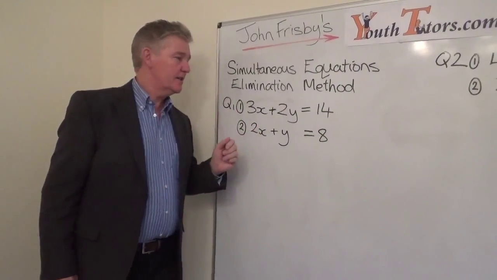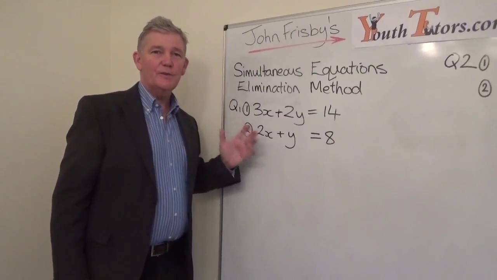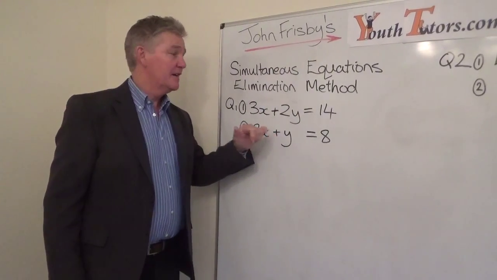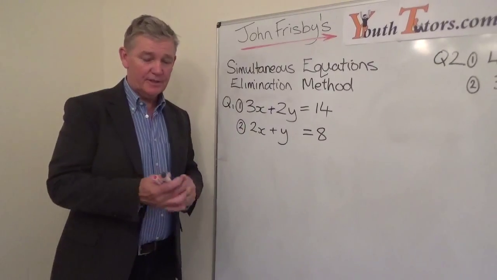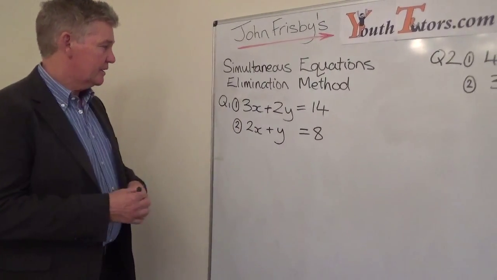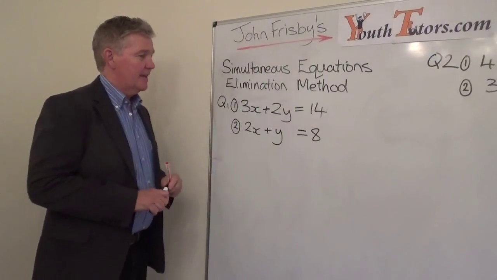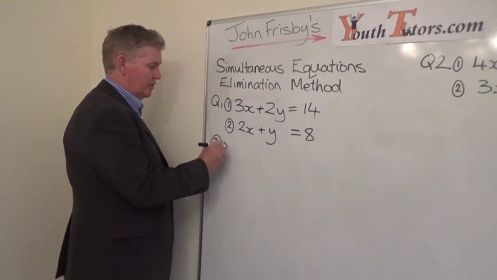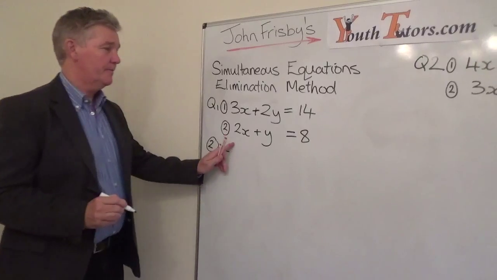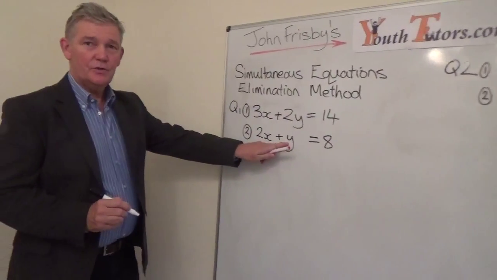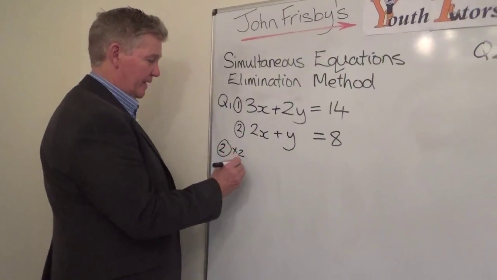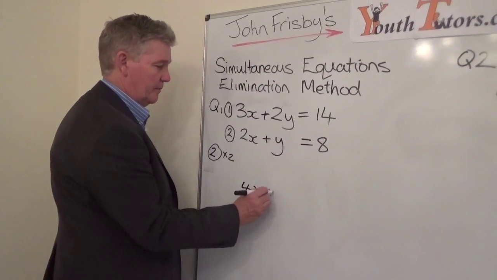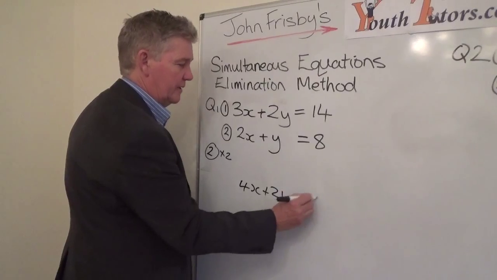Simultaneous equations are two equations for which we need a common solution. In other words, the value of x and the value of y must work for both equations. And the way we're going to do this today is we're going to multiply equation 2 by 2 so that we end up with a 2y here instead of y. So that will give us 4x plus 2y equals 16.